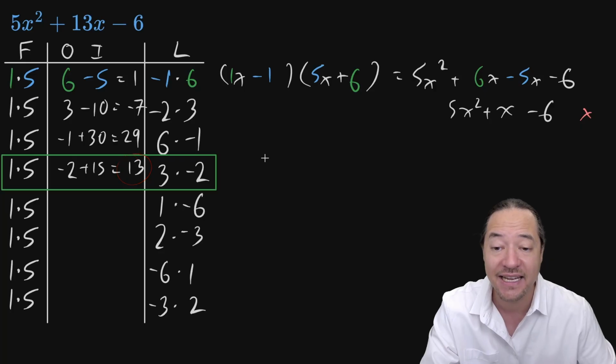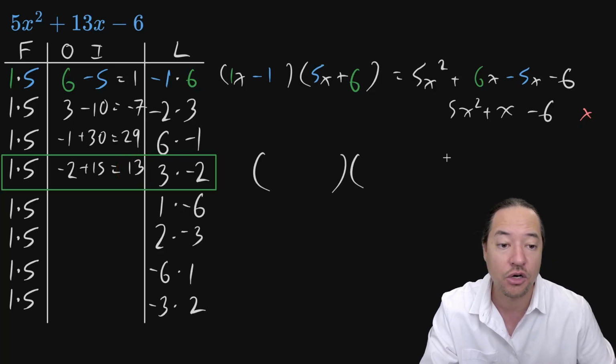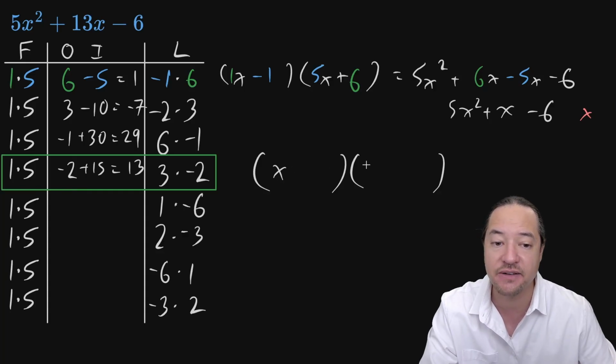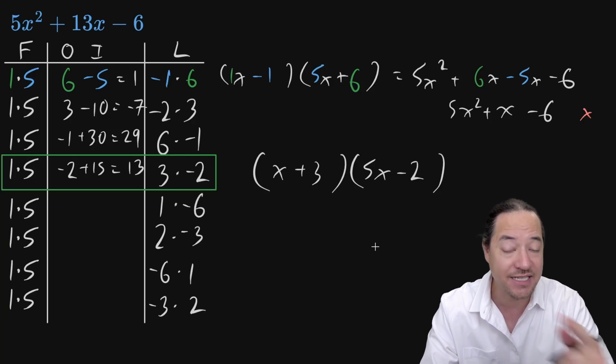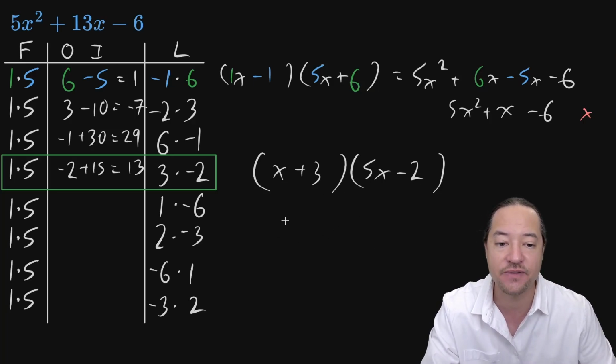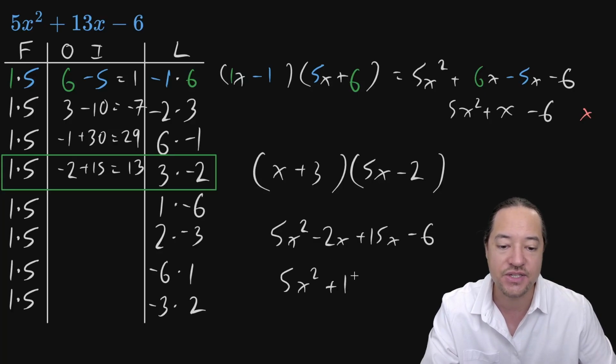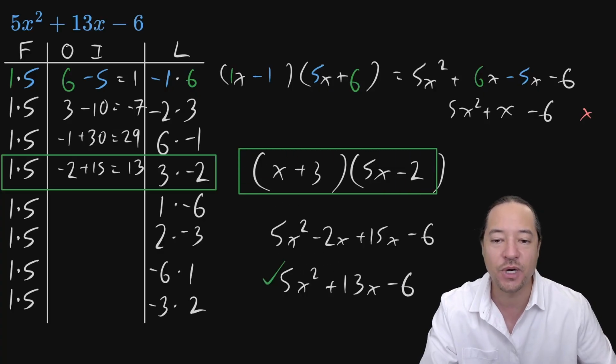Okay, so what I'm saying is that the correct factorization should be, first times first, going to be x and 5x. And then the last term should be a 3, and a negative 2. That's what I think it should be. Let's double check. Okay, x times 5x is going to give us a 5x squared. Outer times outer give us a minus 2x. Here we'll have a plus 15x, and then we'll get a negative 6. And when we simplify, this is 5x squared plus 13x minus 6. Yeah, that's what we want.